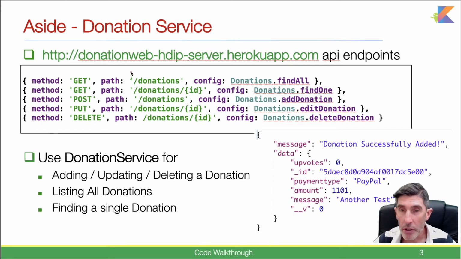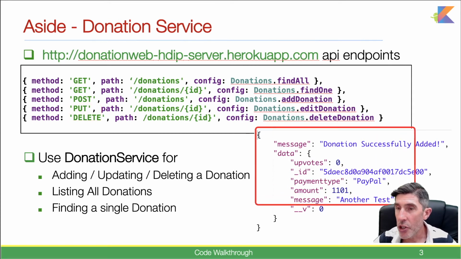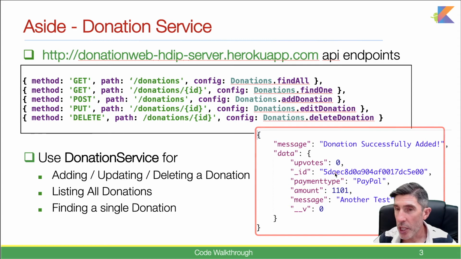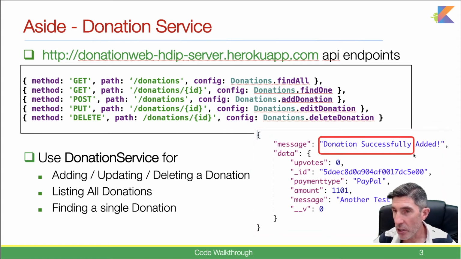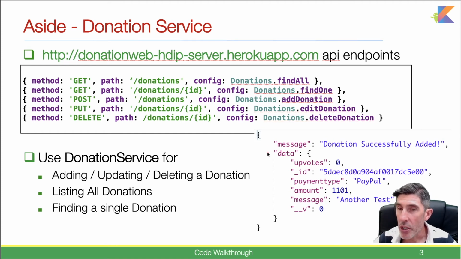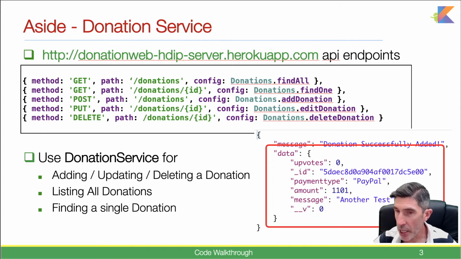So all you're concerned about is using the correct endpoint, /donations, and then behind the scenes it triggers the correct function. Depending on whether it's a get, a post, a put or a delete will determine what type of JSON object is returned. In this one, the message says donation successfully added. This is what will be generated from a successful post, so we get the message and we get back the object that we just added.